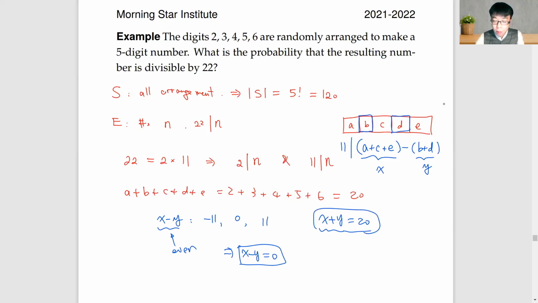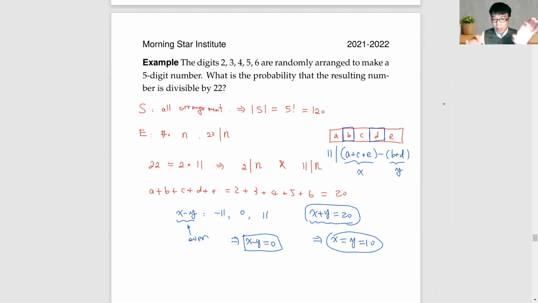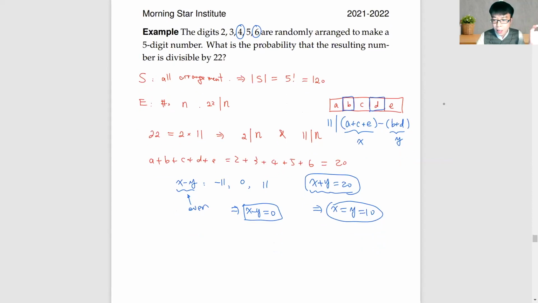Now we can solve x and y. Implies x equals y equals 10. In other words, A plus C plus E equals 10, and B plus D equals 10. All right, let's see what's the possible combination. B plus D, two numbers add up to 10. We have only one case, that is 4 and 6. We don't have other choice. You can easily check. So we must have in B and D, it is 4 and 6. In A, C, E, that is 2, 3, and 5.